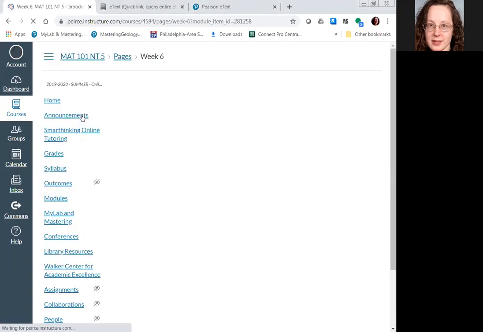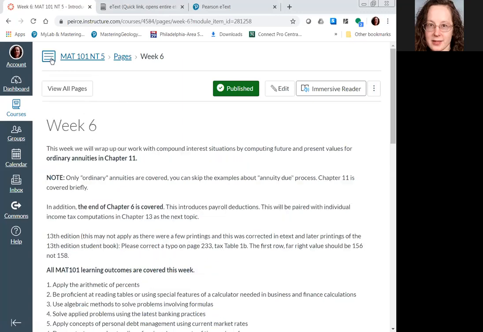Week 6 for us is June 16th to the 22nd, starting today, the 16th. And this extends your learning of compound process in Chapter 10 and extends that to what we call an annuity in Chapter 11.